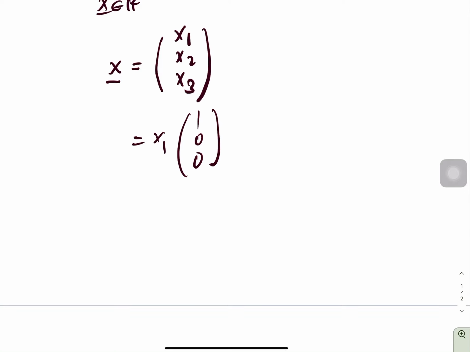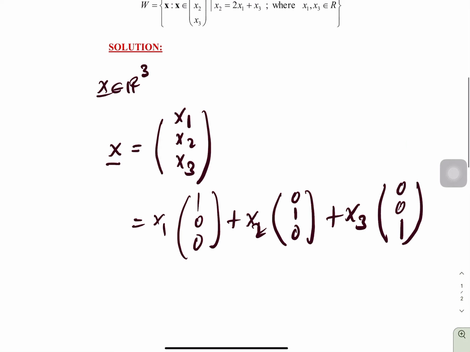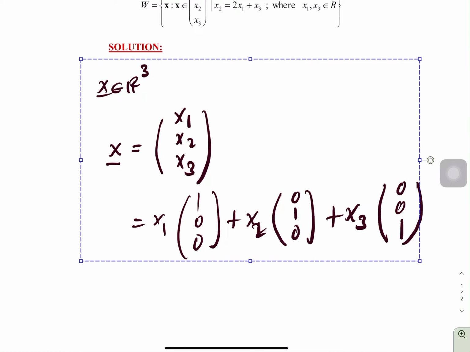This one is called the standard one. And then plus your x2, and then you're going to get 0, 1, 0 there, and then plus your x3, that is 0, 0, 1. That is in your R3. But once we give you the algebraic specification, you need to be very careful. All right. So this one, they span and they are linearly independent. I hope you know that situation.